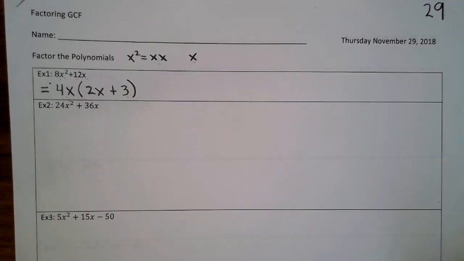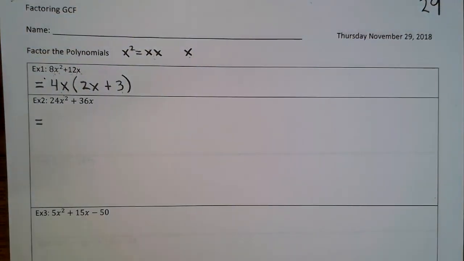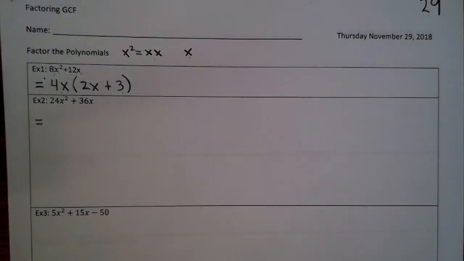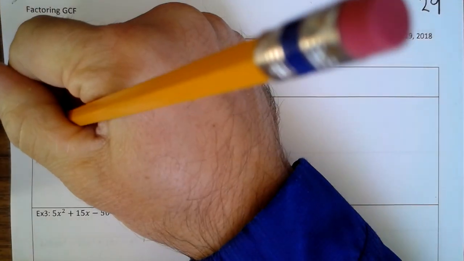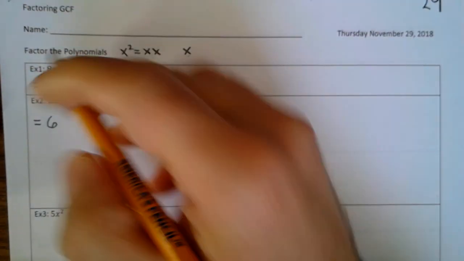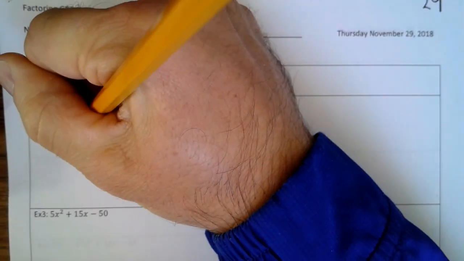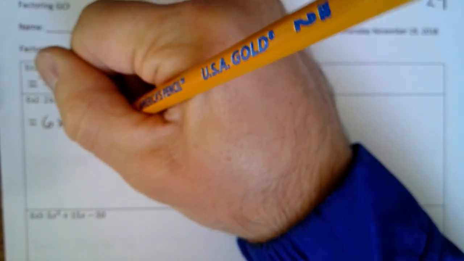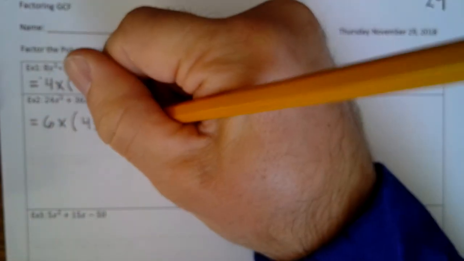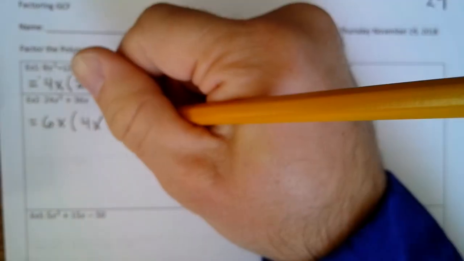All right, let's take a look at example 2. Here, we think about what's the largest number that we can factor out of 24 and 36. I'm thinking the largest number is 6. So let's think about it: 6, 12, 18, 24. Yep, 6, 12, 18, 24, 36. Now, we can take an x out as before. And then that leaves 24 divided by 6 is 4. We have an x left over, plus 36 divided by 6 is 6.